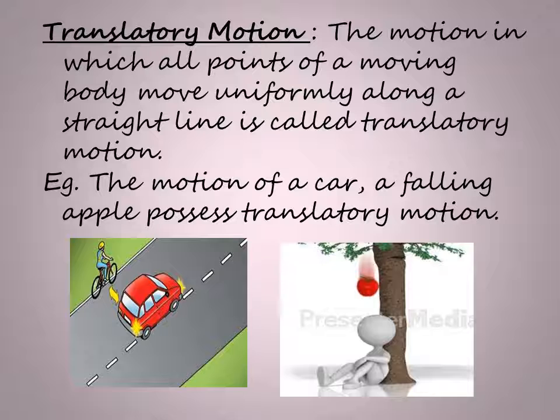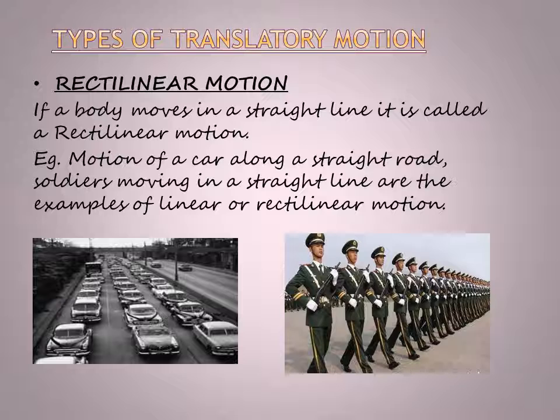Now let's talk about different types of translatory motion. First of all, rectilinear motion. Rectilinear means in a straight line. If a body moves in a straight line, it is called rectilinear motion. That means if the road is straight and an object is moving in a straight direction, it is said to have rectilinear motion.